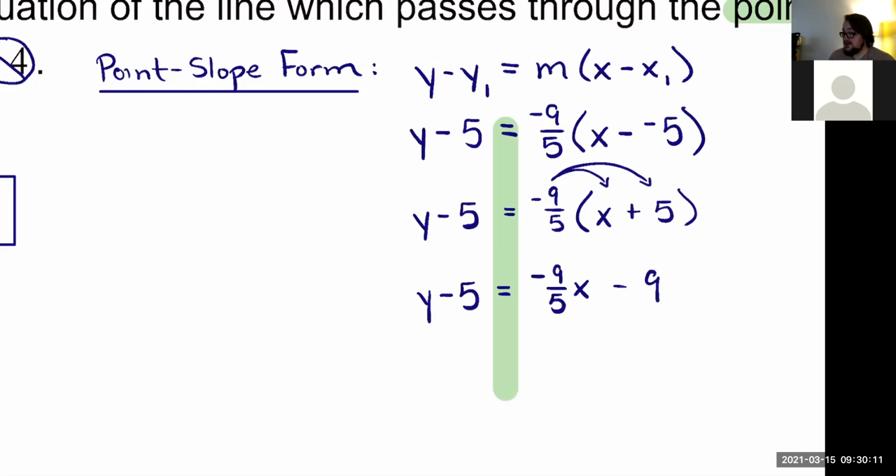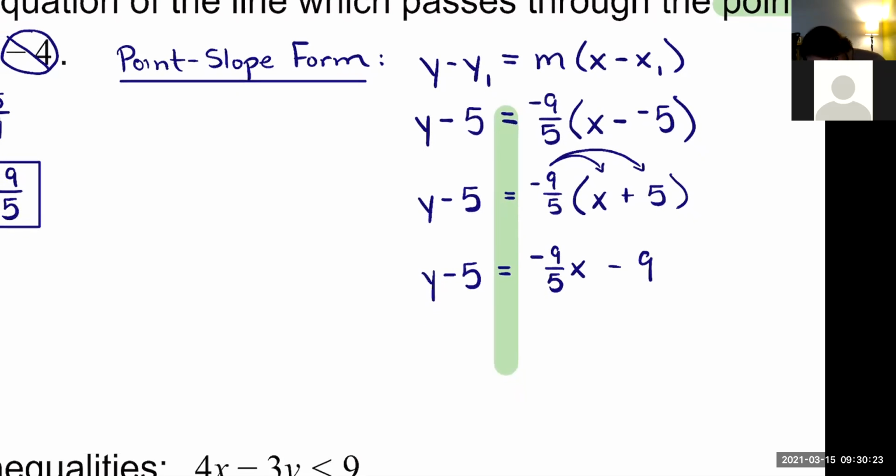What do you have the urge to do here? Move the negative 5, because don't we want the y by itself? Yeah. So how would you move that negative 5? Add 5 to both sides.